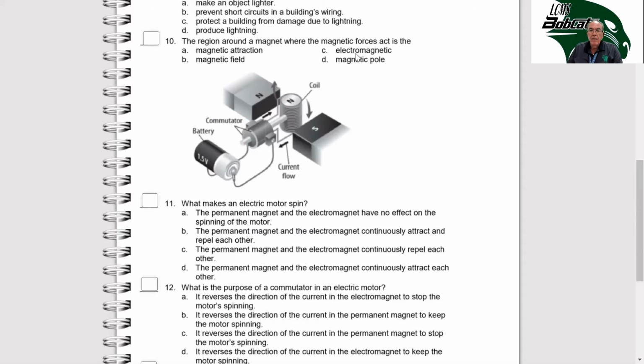A region around a magnet where the magnetic forces act is called the magnetic field. Okay, magnetic attraction is when they attract. An electromagnet is a magnet made from electricity, and the pole is the end of the magnet. So the area around the magnet is B.